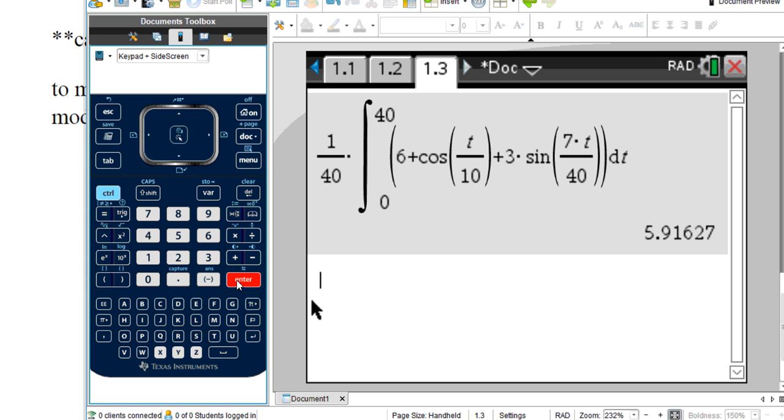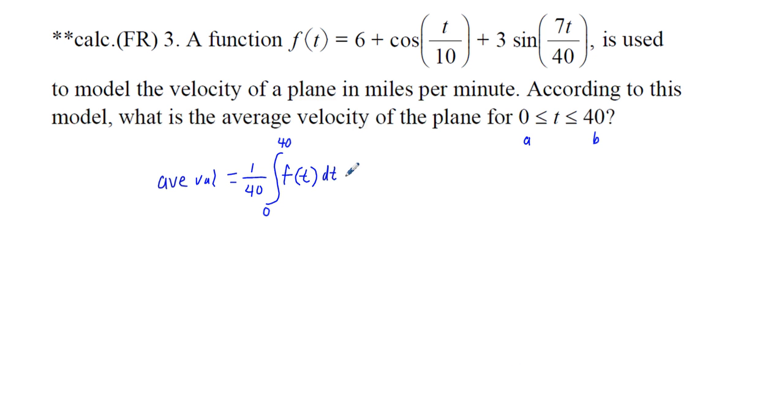Press enter. We get 5.91627. And according to AP standards, we would go to 3 decimal places, so officially we call this 5.916, and that's going to be our average value of our function.